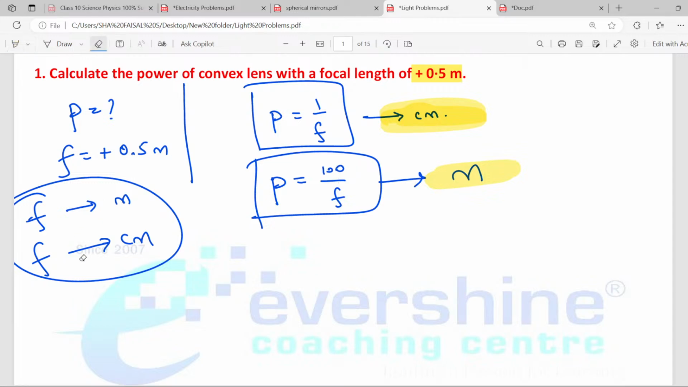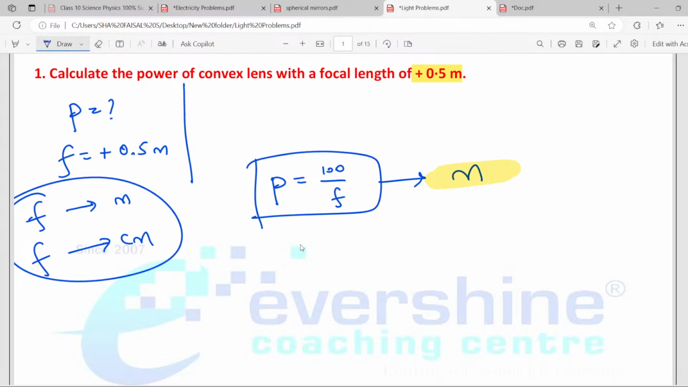Now, according to our problem, they have given it in meters. So which formula do we have to use? We have to use 100 by F. Any doubts? Good. 100 divided by 0.5. What is 100 by 0.5? Multiply and divide by 10, because if we get one digit after the point, we multiply and divide by 10. So 100 into 10 is 1000, and 0.5 into 10 is 5. So 5 ones are 5, 5 twos are 10, 0, 0. So the answer is 200 diopters.